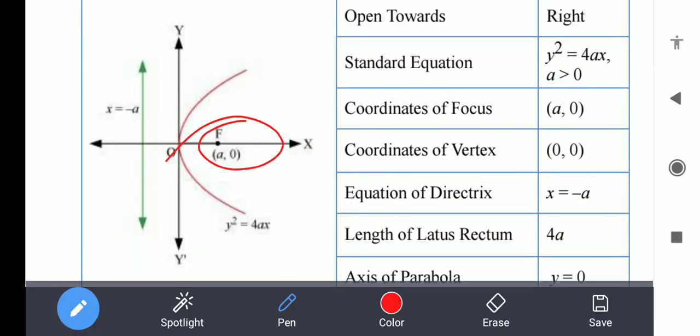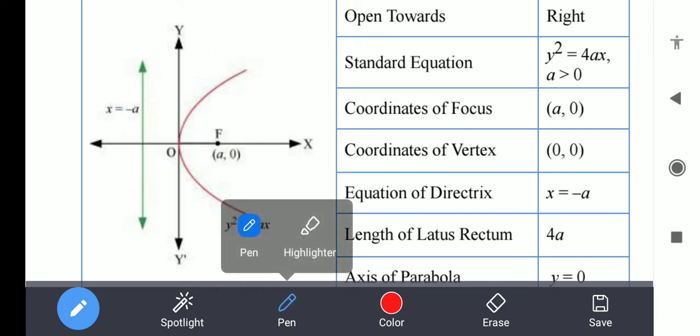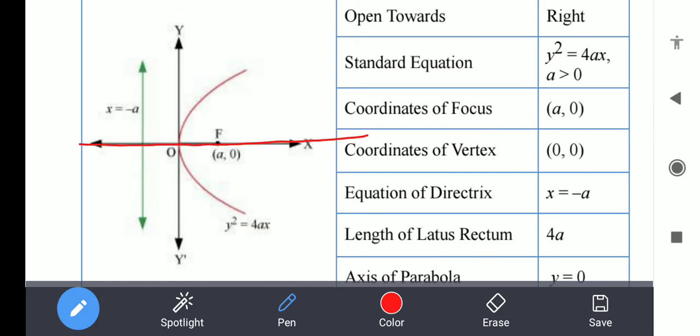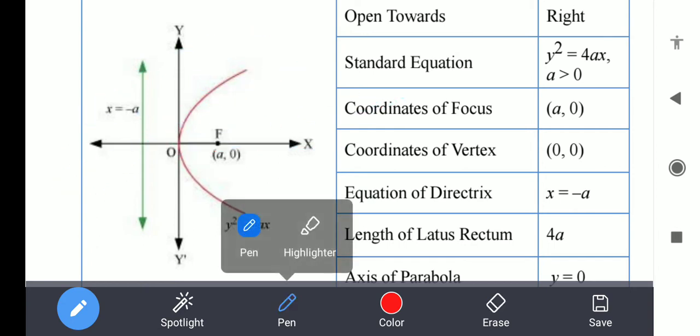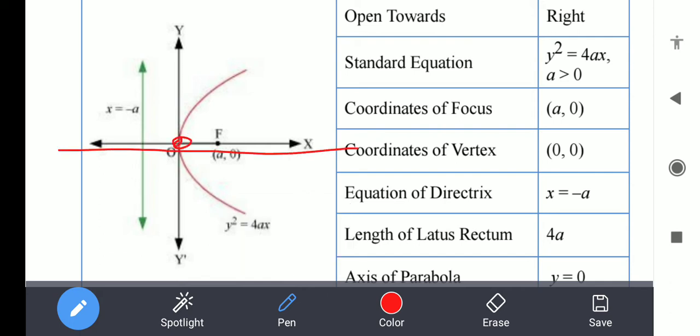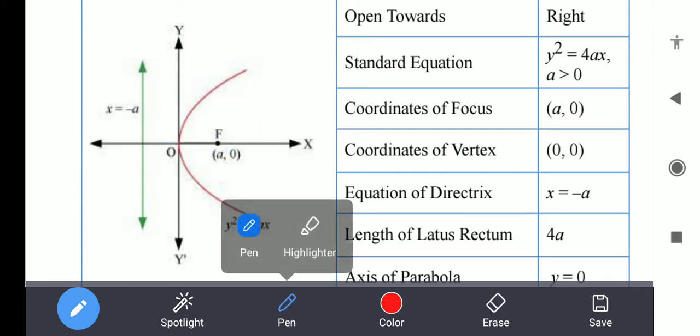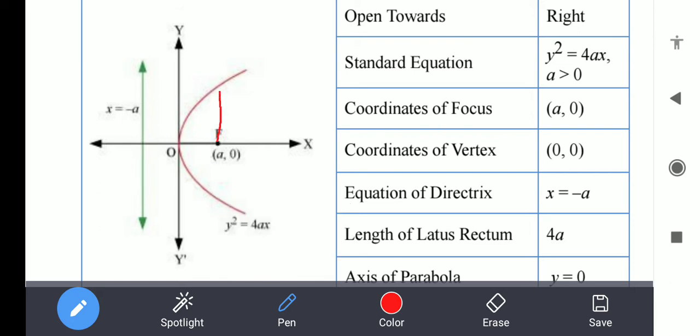The fixed point is the focus, the fixed line is the directrix. The line which is perpendicular to the directrix and passes through the focus is the axis of the parabola. The point where the parabola intersects the axis is called the vertex. Here O is the vertex, the origin is the vertex, and the line which is perpendicular to the axis, passes through the focus and whose endpoints lie on the parabola is called the latus rectum.